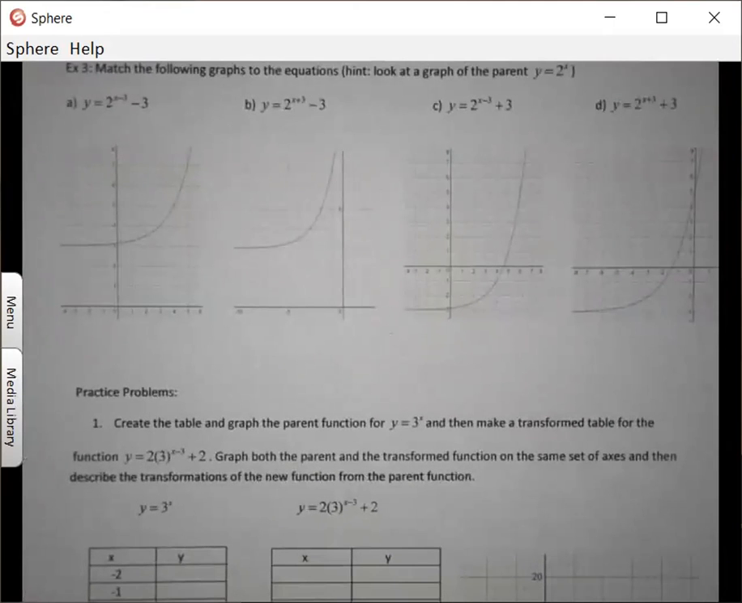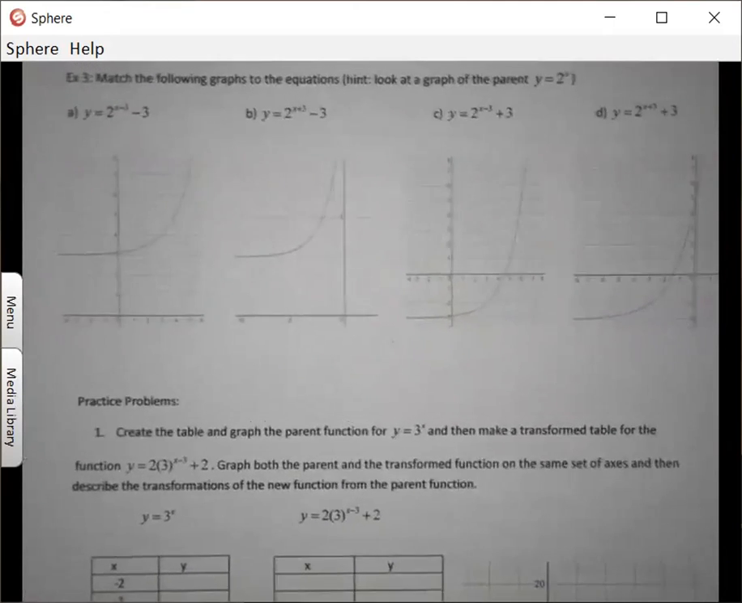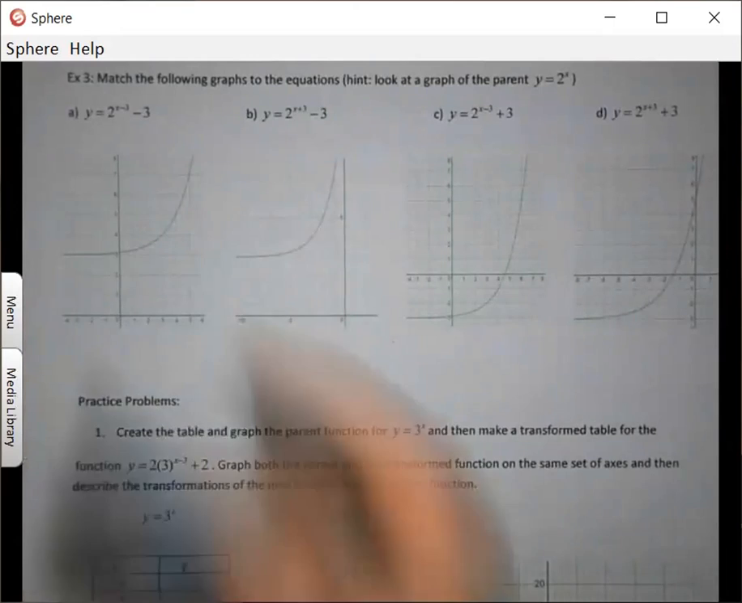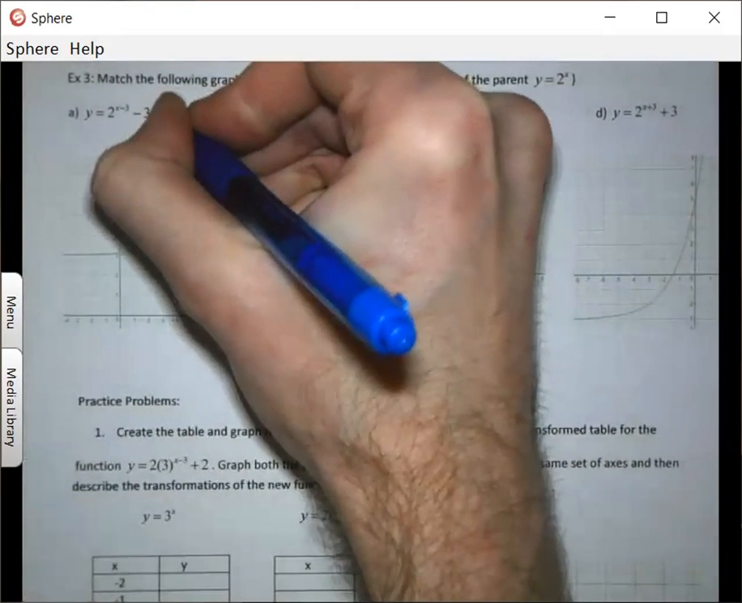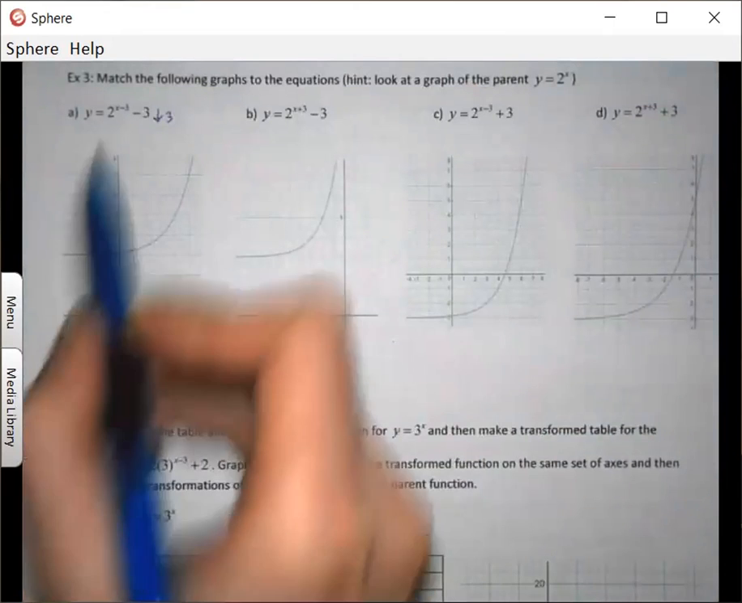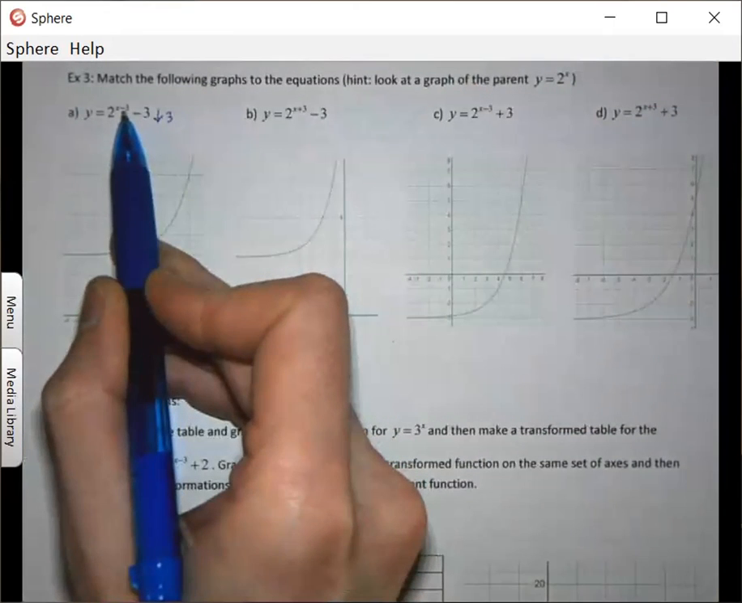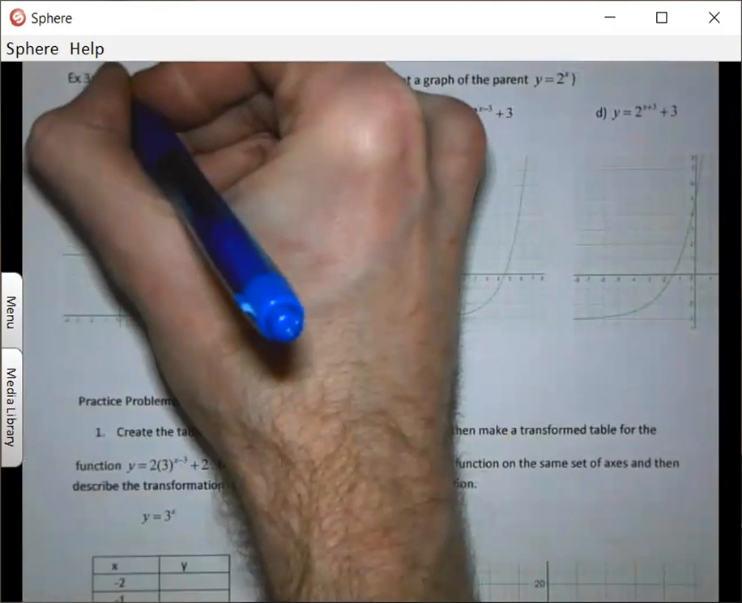All right, for the last example, we want to match the graphs to the given equations. A couple ways we can think of this. First thing I would say is identify what your H and K are doing. So for example, minus 3 at the end, that means we're moving down 3. A minus 3 on the inside, that means we're moving to the right 3.